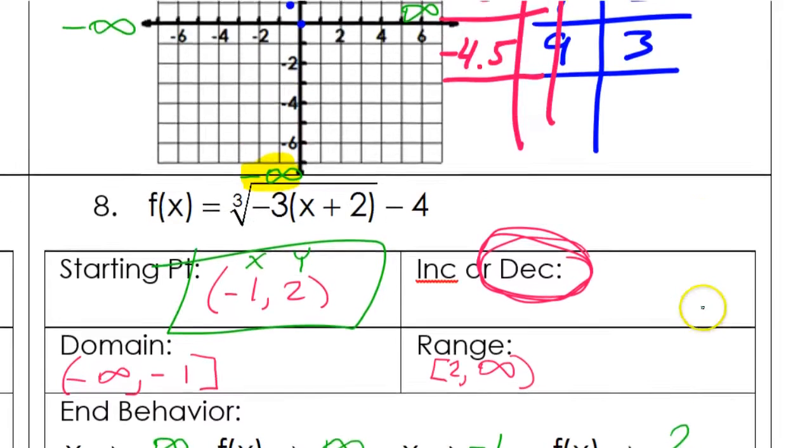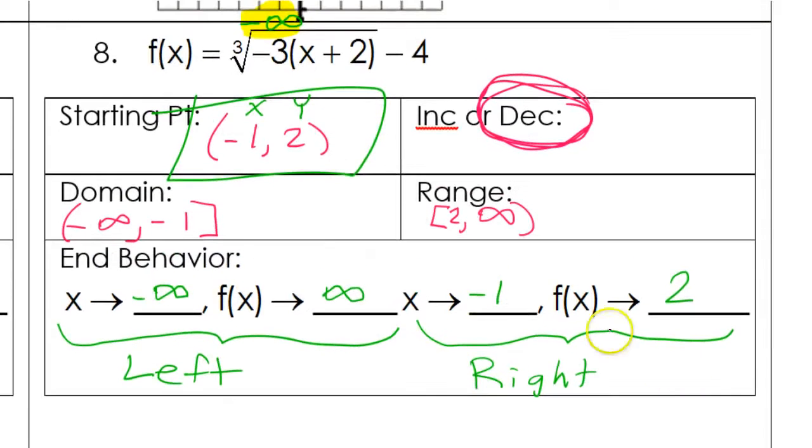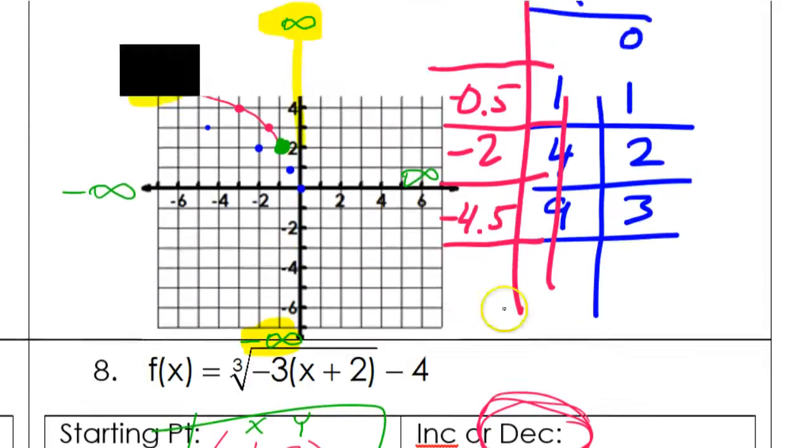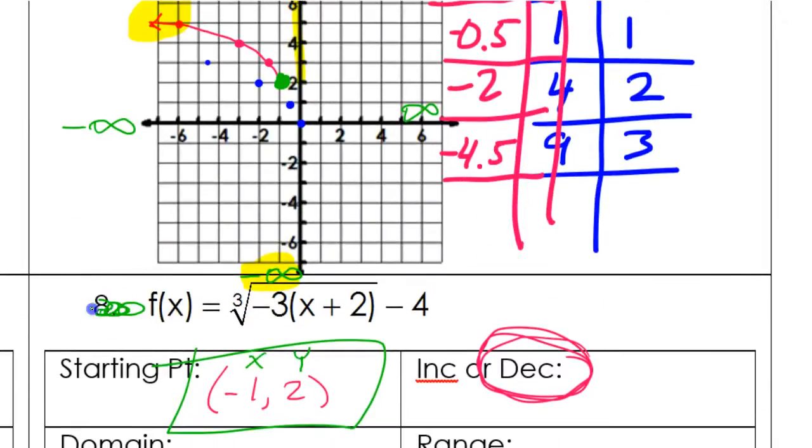Did I write this whole thing? Yeah, you were on the wrong spot. Did I write in the wrong spot? Yeah, that was wrong.